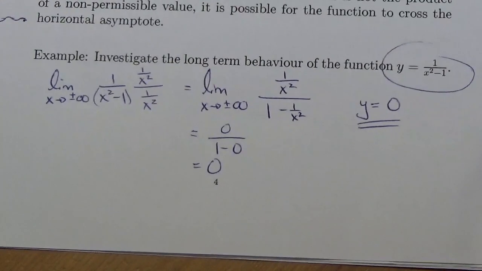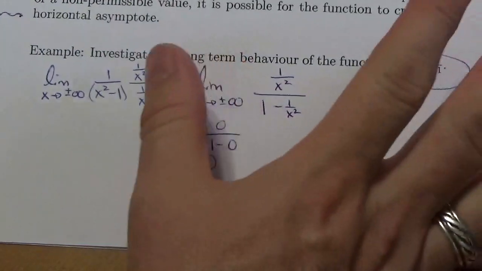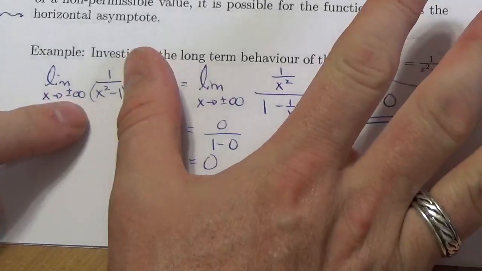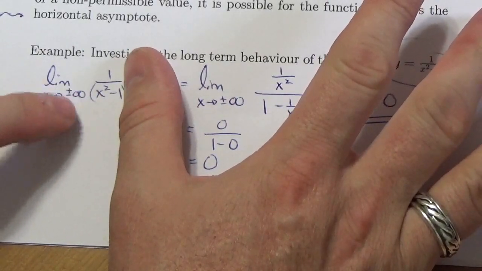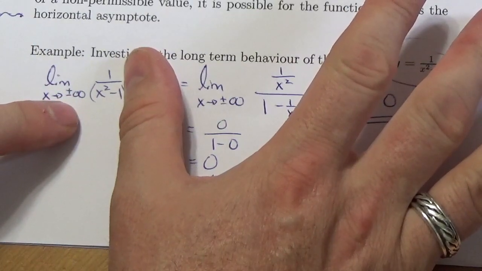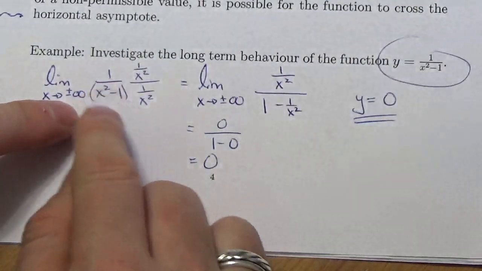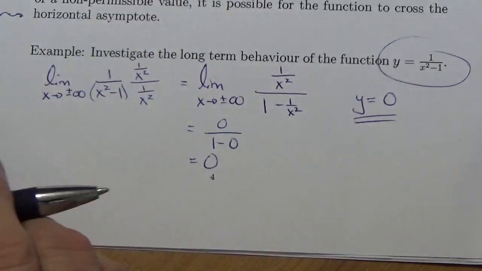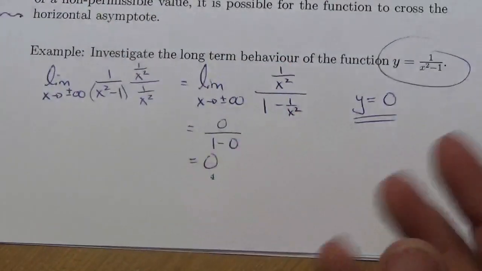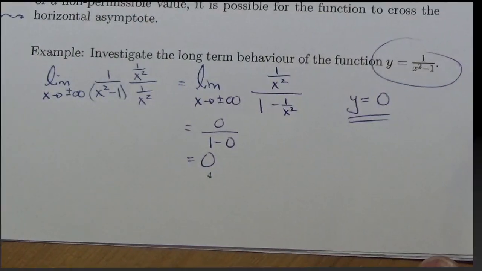Now, I didn't actually have to do it this way. I can actually see that from the original. Because the degree of the denominator is larger, when I let x go off to either positive or negative infinity, the denominator is going to dominate in this term. And because the denominator is dominating the value of the term, it's going to automatically go to 0.